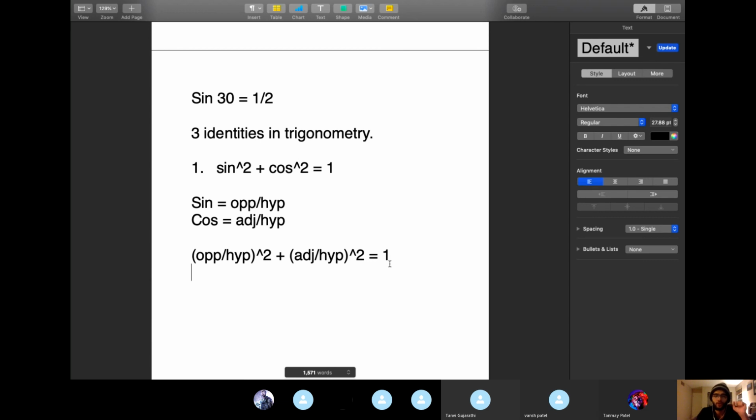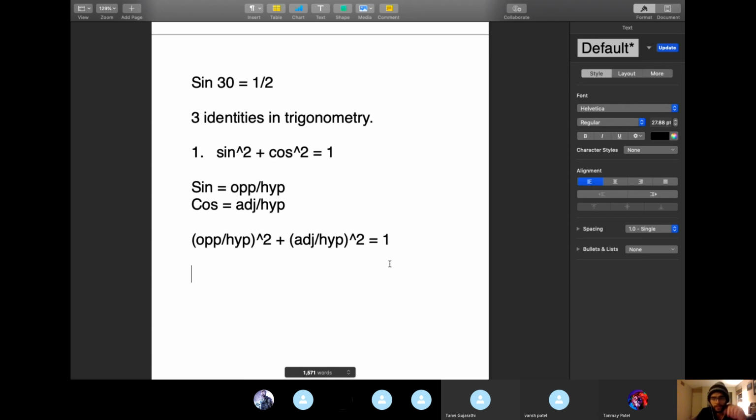Okay, so now let's solve. First thing what we will do is we will open the bracket. So when we open the bracket, what happens? This becomes opposite squared by hypotenuse squared plus adjacent squared by hypotenuse squared equals 1. Do you guys agree with this?